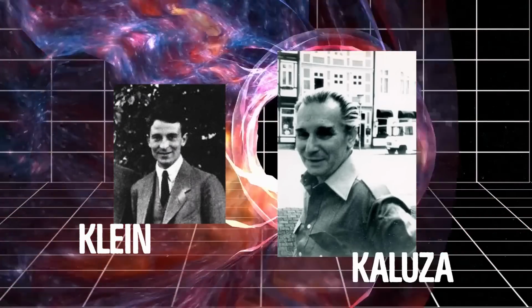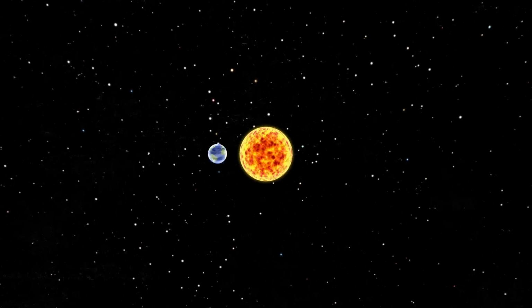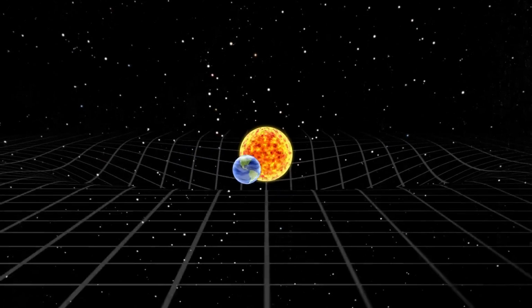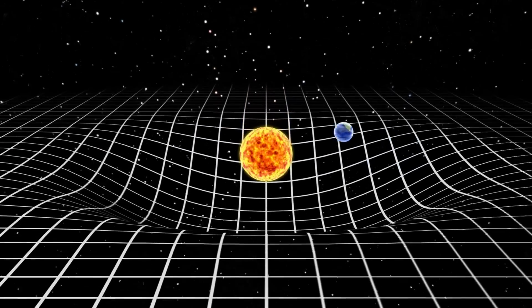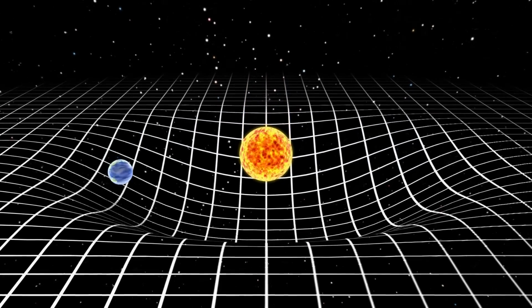In the 1920s, a couple of genius physicists named Oscar Klein and Theodore Kaluza were like, hey, what if there's a 5th dimension of space? They got this wild idea from Einstein's theory of relativity, which showed that mass can warp space-time. So they wondered, could this extra dimension explain another force called the electromagnetic force? Turns out, it totally could.